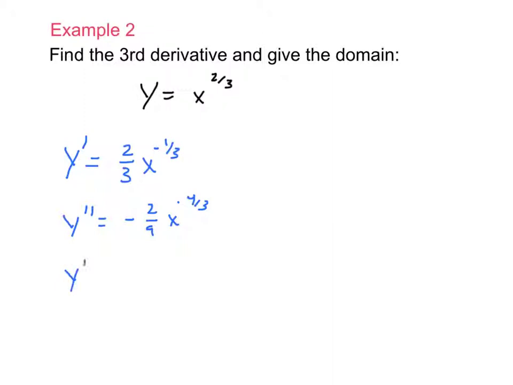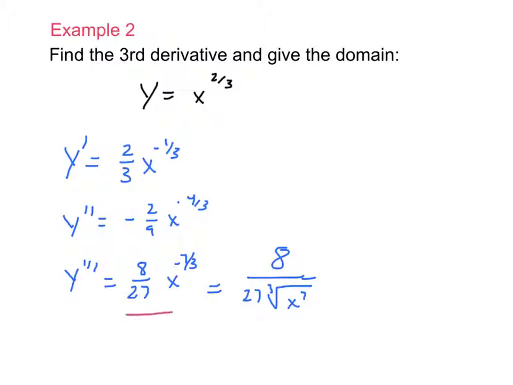And then the third derivative is going to be positive 8/27, because 4/3 times 2/9 is 8/27, x to the negative 7/3. In radical form, that would look like this: 8/27 times the cube root of x to the 7th. Depending on what your situation is, you may decide to use either one of these forms.